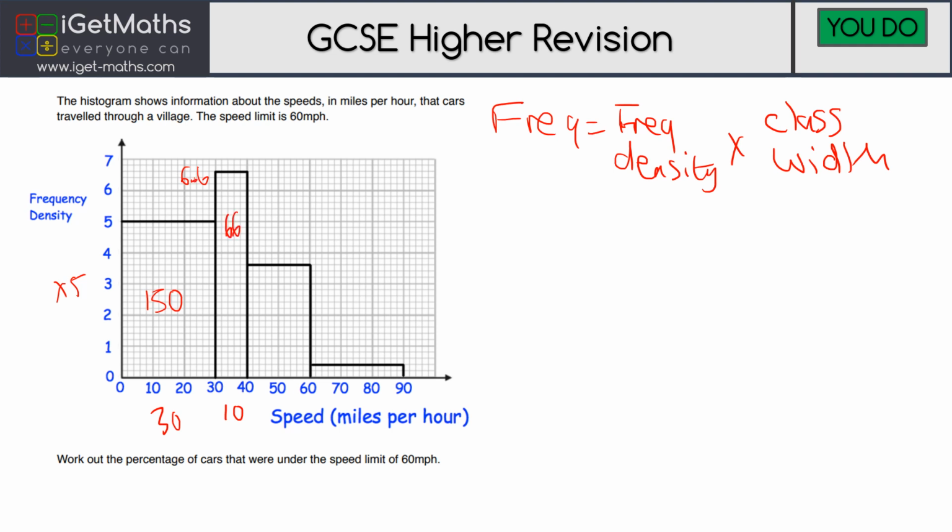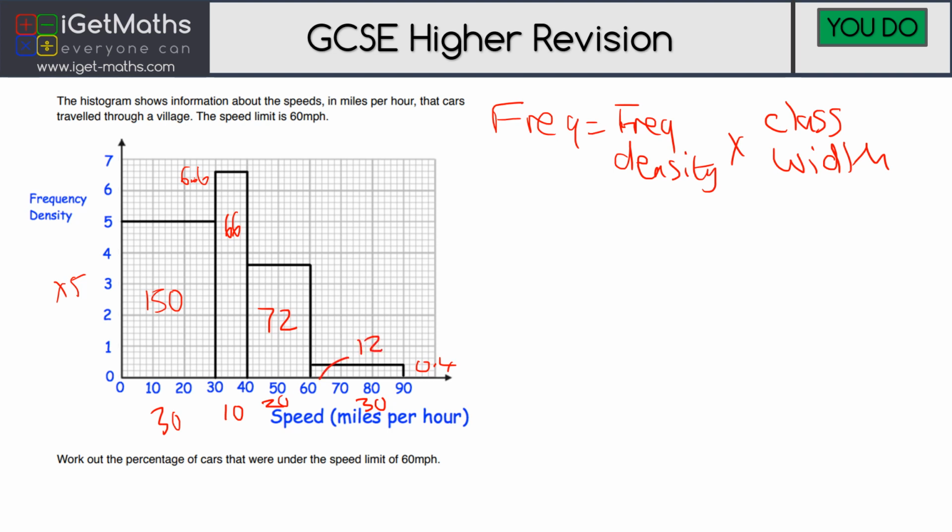And then the next one is 40 to 60, which is 20 wide, and this one goes up 3.2, 3.4, 3.6, and 3.6 times 20 will give us 72 for that one. And then the last one is 60 to 90, which is 30 wide, and this one goes up 0.2, 0.4, and 0.4 times 30 will give you an area of 12.